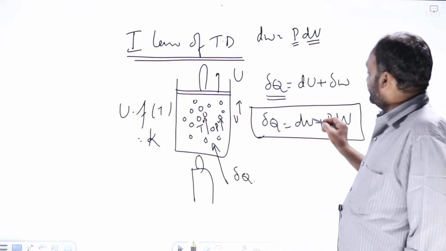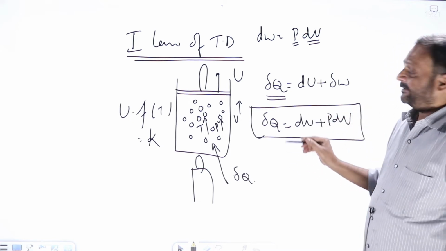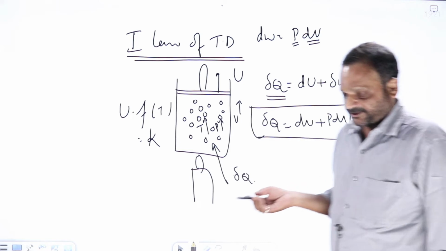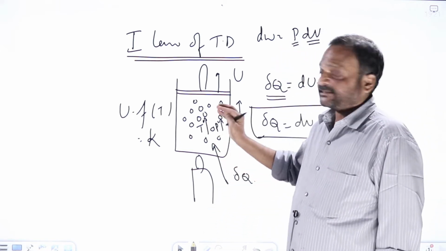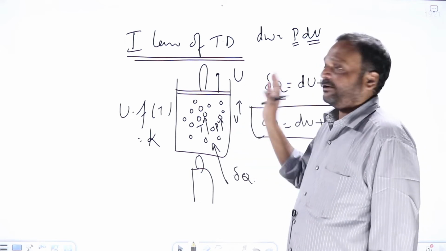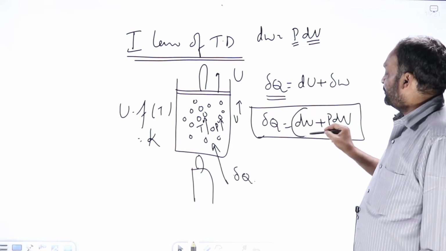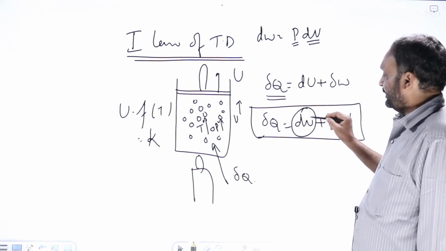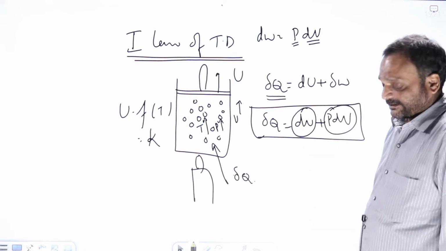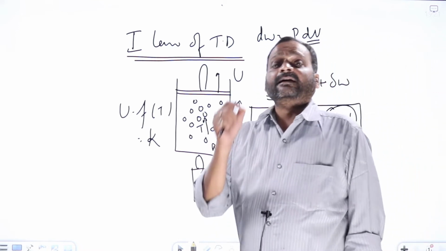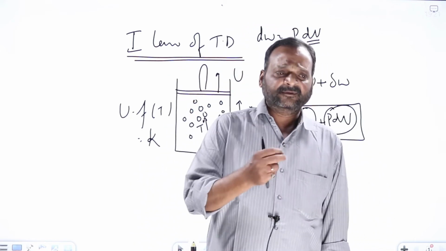So dU is the change in internal energy. PdV is the amount of work done. So it's nothing but simply the conservation of energy principle. Whatever energy you are giving in the form of heat must be conserved. It should appear in one form or the other. It should be accounted for. Some of the energy is used up in increasing internal energy. The remaining is used up in doing external work. So the first law of thermodynamics is a consequence of the conservation of energy principle. Okay, simple statement.